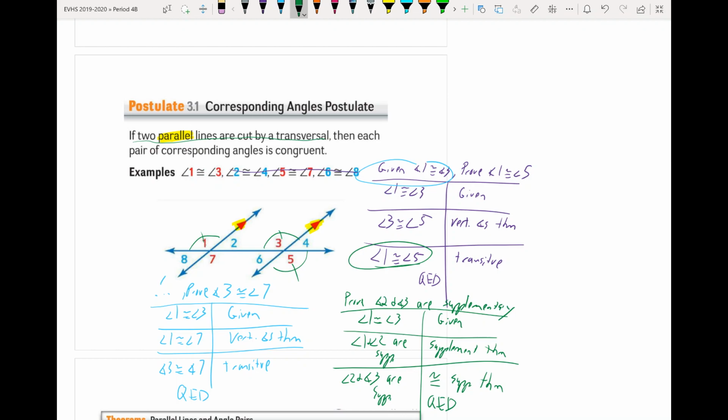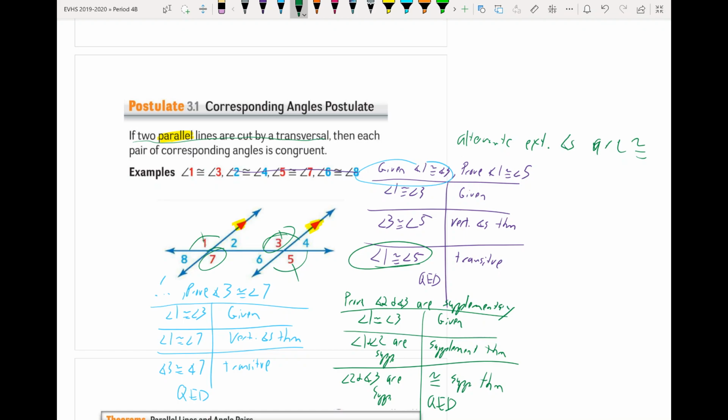So what this means is that alternate exterior angles are congruent. What about in blue down here? 3 and 7 are alternate interior angles. So if 2 lines are parallel and they're cut by a transversal and corresponding angles are congruent, then, not by definition, but by our proof we just did, alternate interior angles must be congruent.